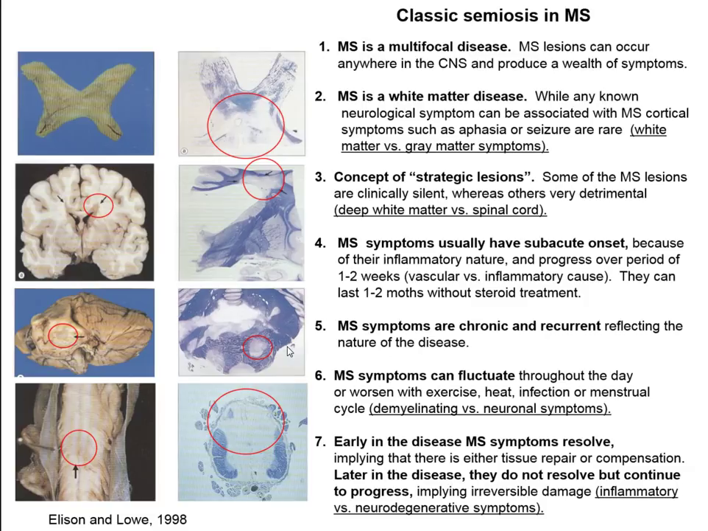Multiple sclerosis symptoms are chronic and recurrent, and that reflects the nature of the disease that we talked about a few slides ago. Multiple sclerosis symptoms can fluctuate throughout the course of the day or worsen with exercise, heat, infection, or the menstrual cycle. Finally, early in the disease, multiple sclerosis symptoms will resolve, implying that there is tissue repair or compensation. But later in the disease, the symptoms tend not to resolve but continue to progress, implying irreversible damage within the nervous system.